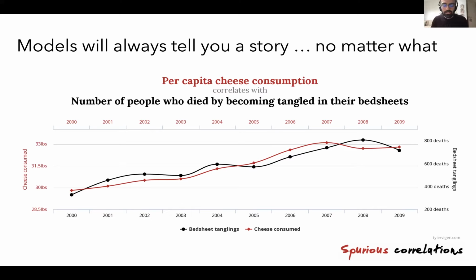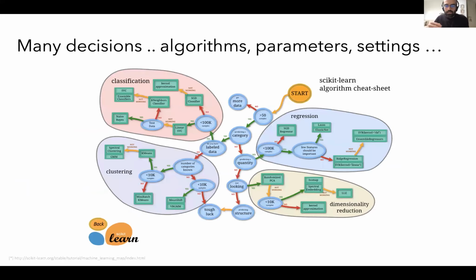make a decision on that single number, let's say the temporal correlation between these two time series, you might think that there's a relation between cheese consumption and the number of people dying by becoming tangled in their bed sheets, and that's not something you want to do. That's where you need human interpretation.